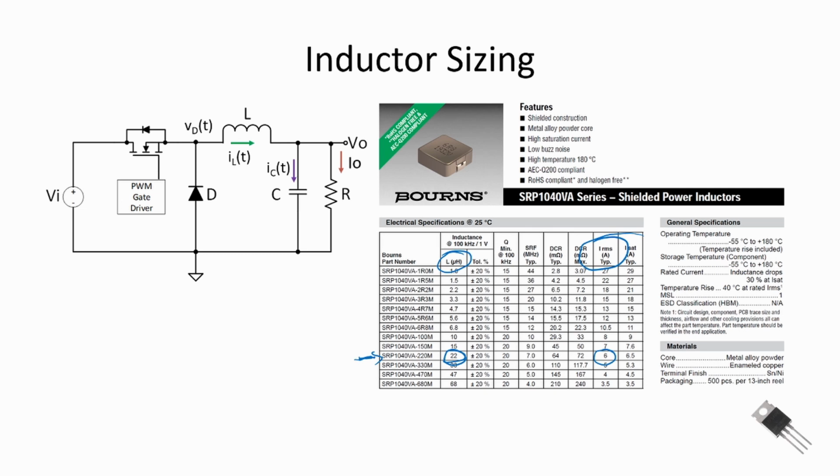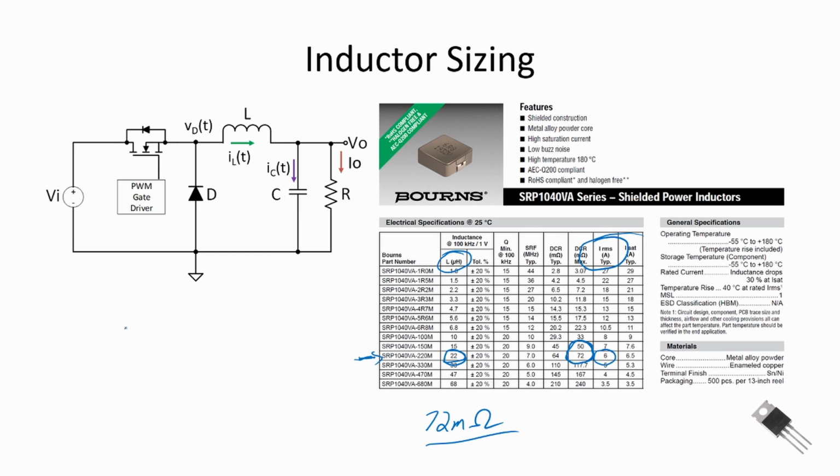The downside to this one comes later when we do the power analysis or the efficiency calculations, and it's the equivalent DC resistance due to the windings. And I'm going to use the worst case values. We see for the 22 microhenry inductor, we have 72 milliohms of DC resistance.